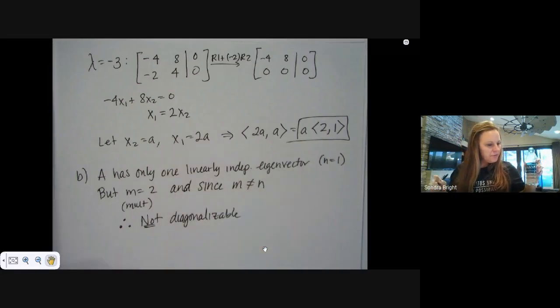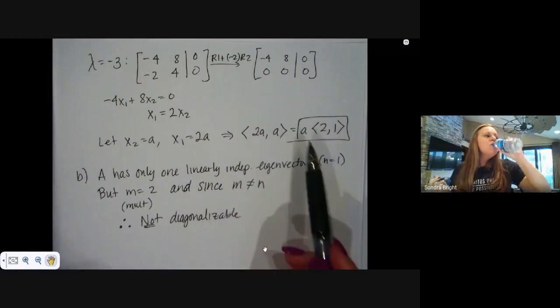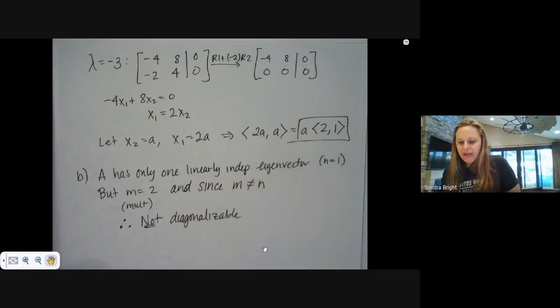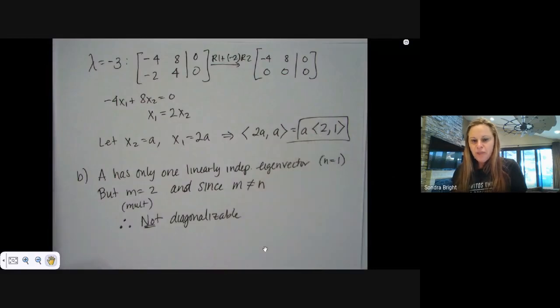Hopefully the next example we have works out. So the multiplicities of all of your eigenvalues need to add up to match how many linearly independent eigenvectors you have. We only had one eigenvalue with a multiplicity of 2, but then we turned out to only have a single linearly independent eigenvector, so not diagonalizable. All right, that was example 2. Let's do another one, example 3.